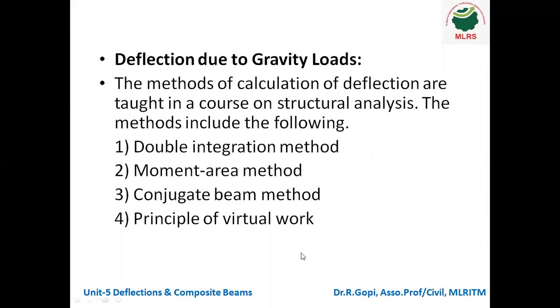Okay, so here we have to consider two things. First one is deflection due to gravity load. Gravity load in the sense deflection due to downward load. Second thing is deflection due to pre-stressing force. That means upward deflection. The total deflection is nothing but the summation of deflection due to gravity loads and deflection due to pre-stressing force. So these are the methods used for calculation of deflection due to gravity loads.